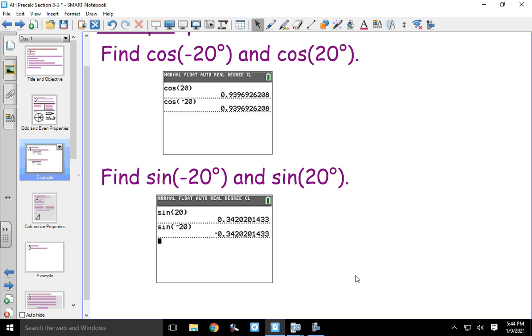All right, there we go. We've got ourselves a couple of examples to illustrate that these are odd and even. Of course, these don't prove that they're odd or even. The work that we did on the previous slide proves that cosine and sine are even and odd functions. But this just helps us justify that that is in fact the case.